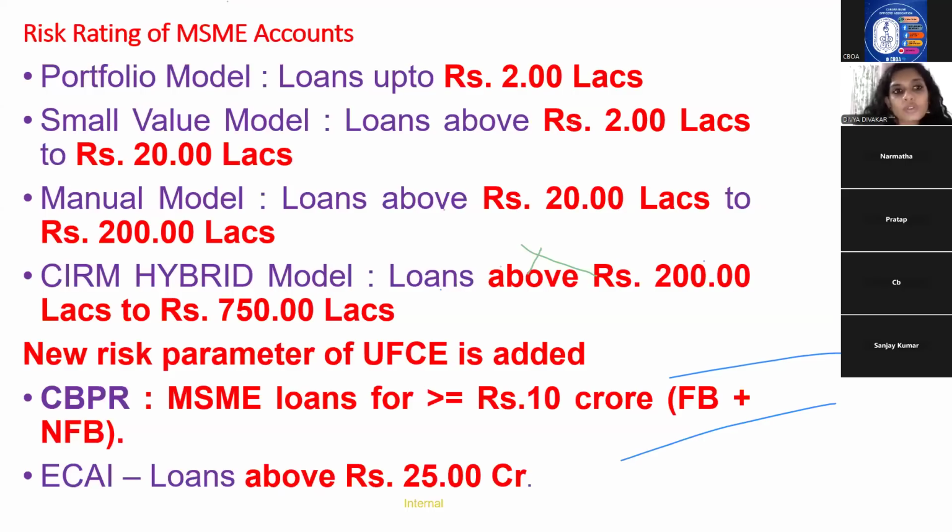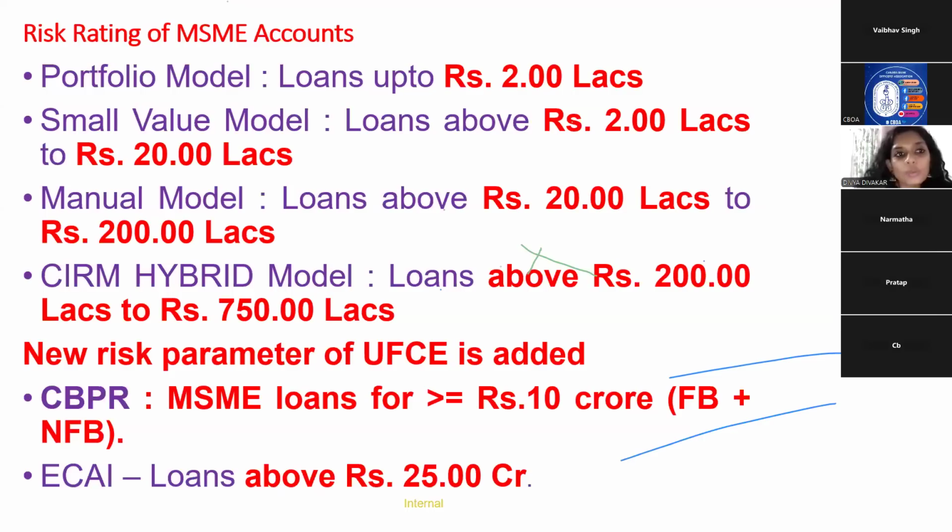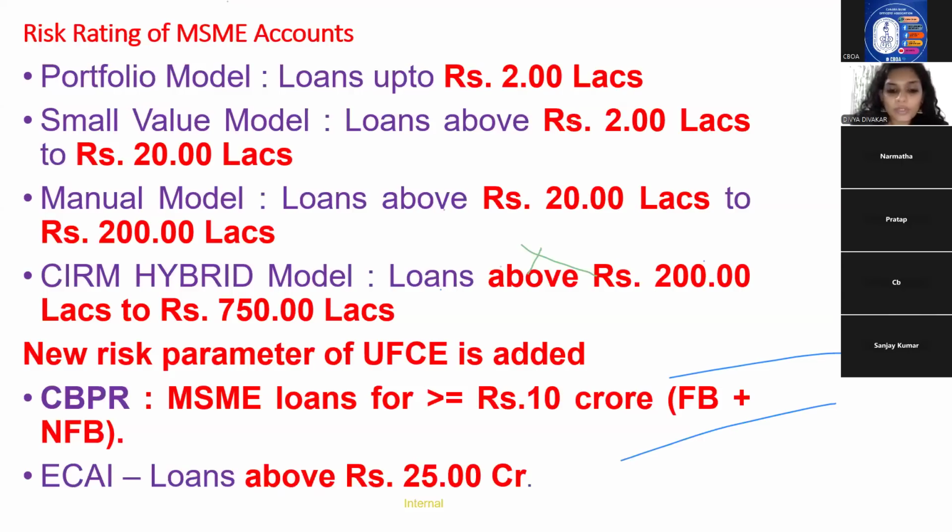And from 2 lakhs to 20 lakhs, you're going for the small value model. And 20 lakhs to 2 crore, you're going for the manual model. You might be confused about what these models are. For the basic information, when you're giving loans, you're supposed to risk rate them. There are different models to risk rate, and these are those models. Remember the model name and up to what amount, which are the models that we are using.